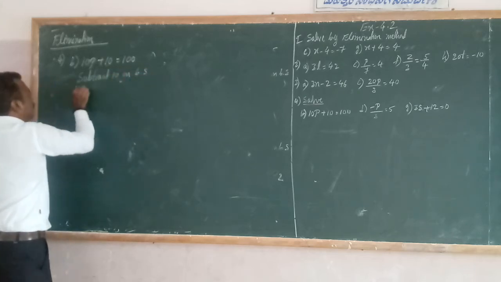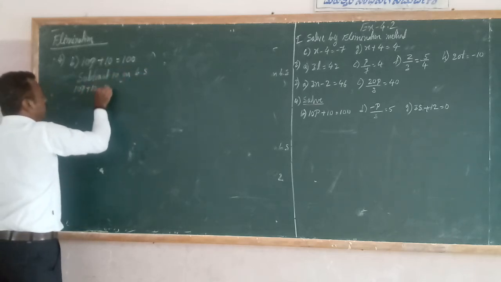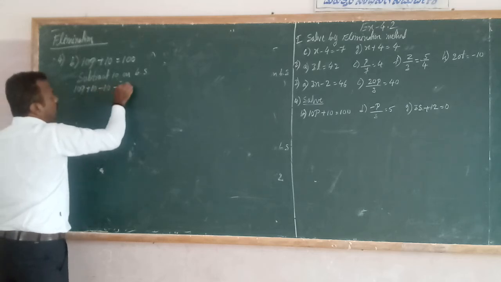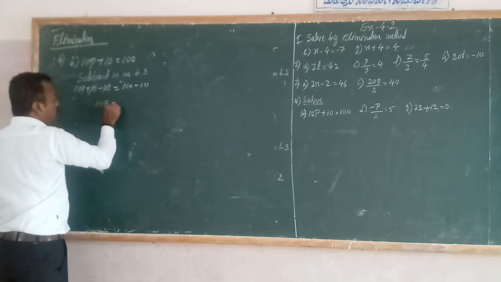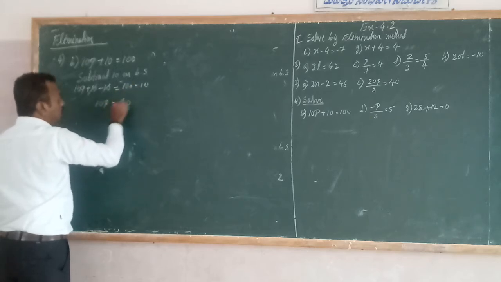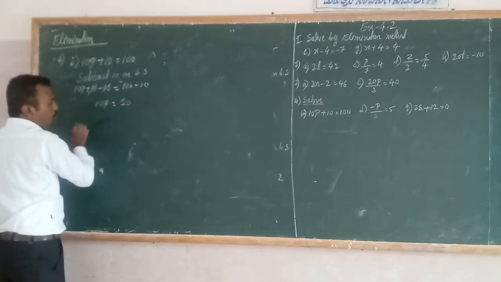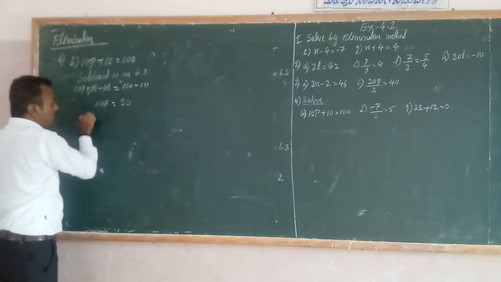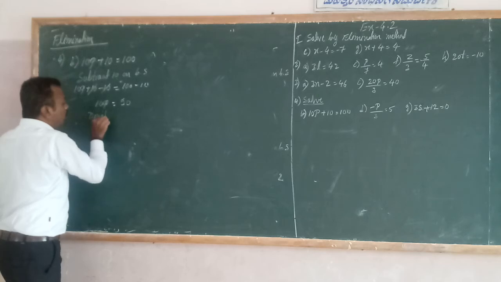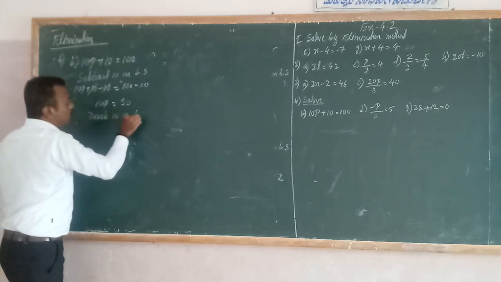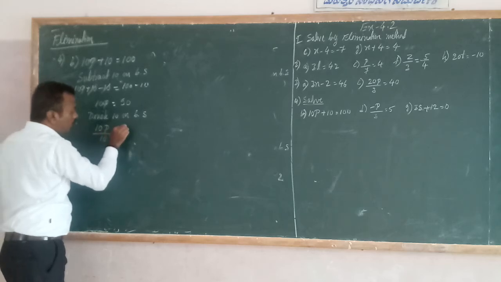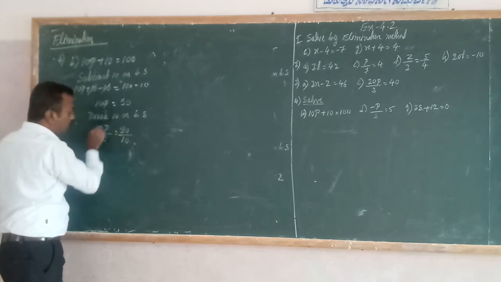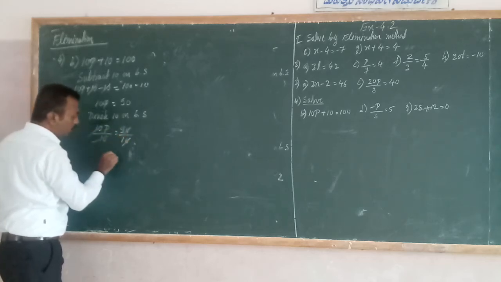So 10p plus 10, you subtract 10, is equal to 100 minus 10. Plus 10 minus 10 gets cancelled, remaining is 10p. 100 minus 10 becomes 90. Now we want p, and 10 is there with multiplication sign in between. So we divide 10 on both sides. 10p by 10 is equal to 90 by 10. 10 gets cancelled, 0 gets cancelled. What is remaining? p is equal to 9.